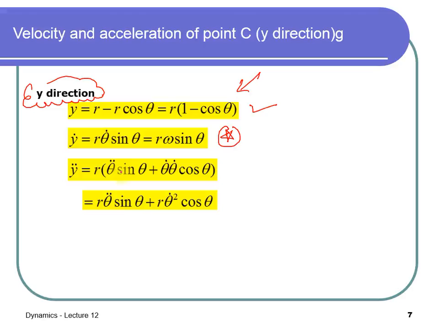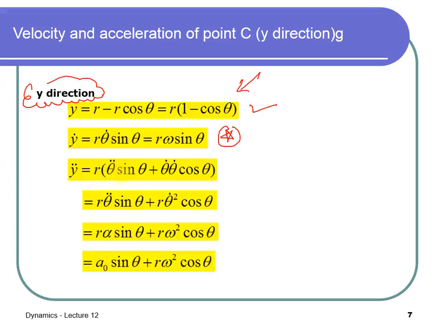So, to simplify again, you get r alpha equal to the acceleration, and this is y double dot, where y double dot represents the acceleration of the point C prime along the y axis.